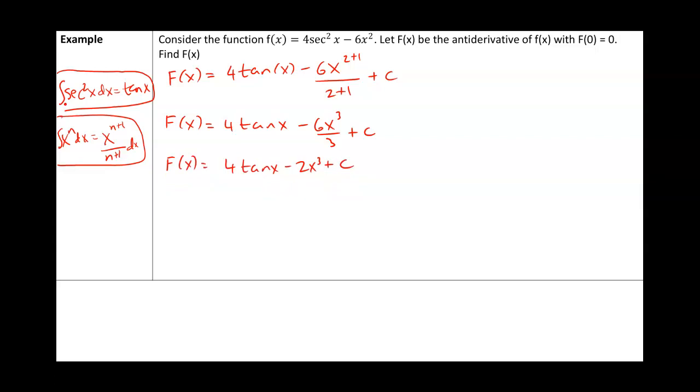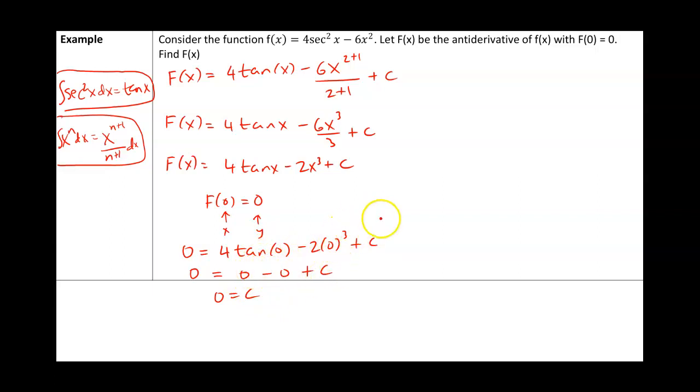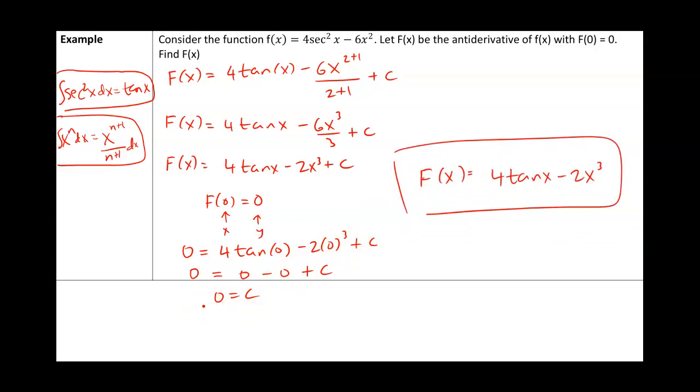But we're not quite done, because anytime you're given a specific point for big F, which is the antiderivative, you've got to plug it in. So the x value is 0, the y value is 0. So we're going to have 0 equals 4 tan of 0 minus 2 times 0 cubed plus c. You can use a calculator to find the tan of 0, or you can use a unit circle. So this is going to give you 0 minus 0 plus c, because 0 cubed is 0. And we're going to get c equal to 0 as well. So our specific function is going to be 4 tan x minus 2x cubed. And we don't have to write the plus 0, which is why it is not there.